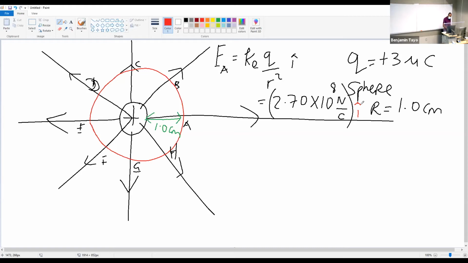Now, let's take this angle here, 45 degrees. So all those angles are the same: 45, 45, 45, 45 degrees. Now, my question that I want to ask you is, what do you think the electric field vector at point B is going to be?